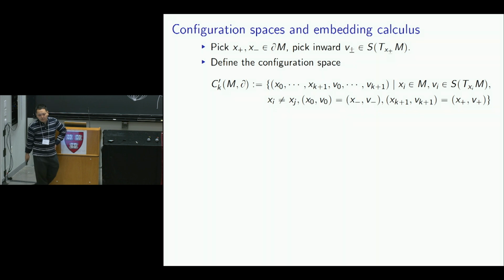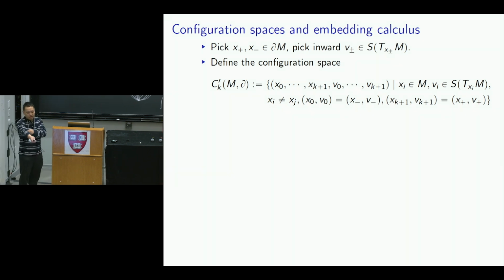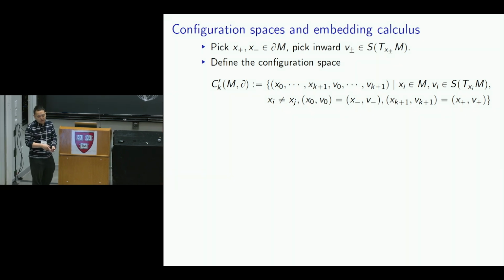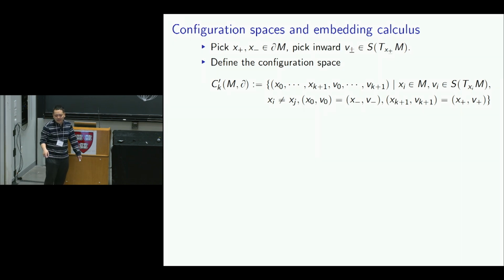And we define the configuration space of k points. Really, there are k plus 2 points. The first one is just x plus. The last one is just x minus. And the middle ones are points in the manifold. These points are all required to be different to each other.